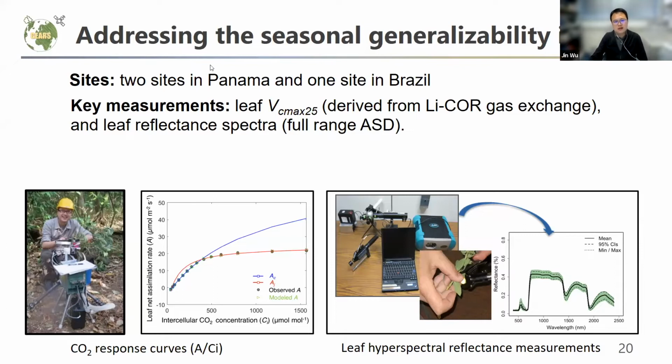To do that, during my PhD and postdoc, I visited two sites in Panama and also one site in the Brazilian Amazon. At the same time, we hired some tree climbers so they could climb to the top of the tree and bring the leaf samples to the ground. With the leaf samples on the ground, we can use a LICOR gas exchange system to measure the CO2 response curve. And from the leaves, we can derive the Vmax, which is an indicator of leaf photosynthetic capacity.